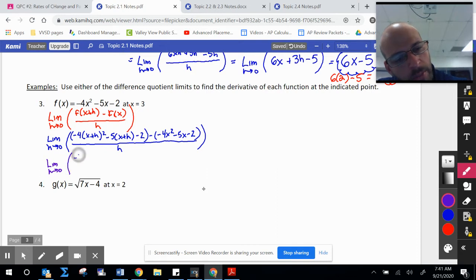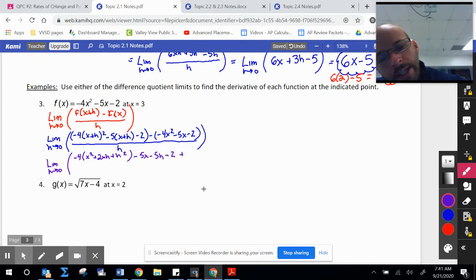I'm going to distribute a little bit. Negative 4 times x squared plus 2xh plus h squared, minus 5x minus 5h minus 2. I can even distribute the negative into the next piece, so that would become a positive 4x squared, a positive 5x, and a positive 2, all over h.